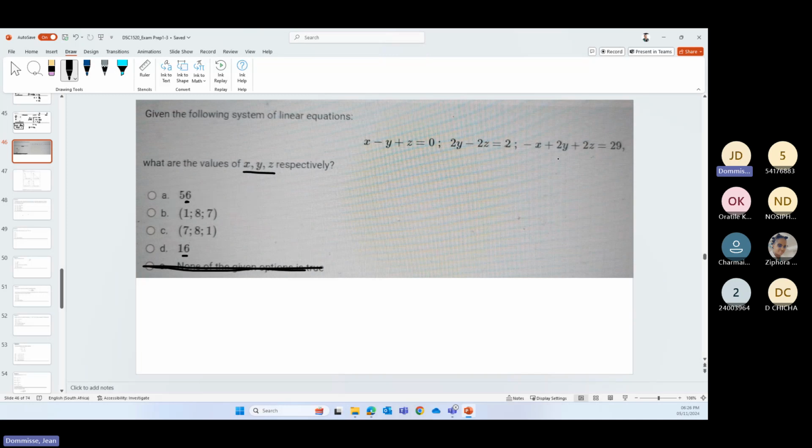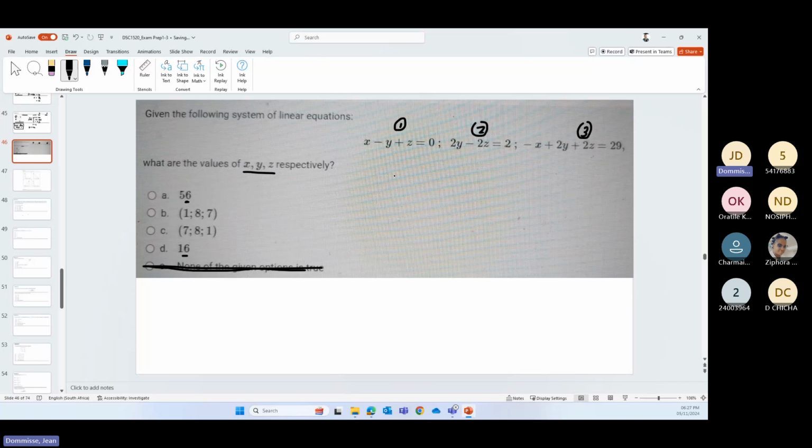But let's try and work it out as well. So we've got x minus y plus z is equal to 1. And I'm already thinking ahead. Well, x minus y plus z equal to 0 is your first equation. 2y minus 2z equal to 2. Let's make that your second equation. And then minus x plus 2y plus 2z equal to 29. Let's make that your third equation.